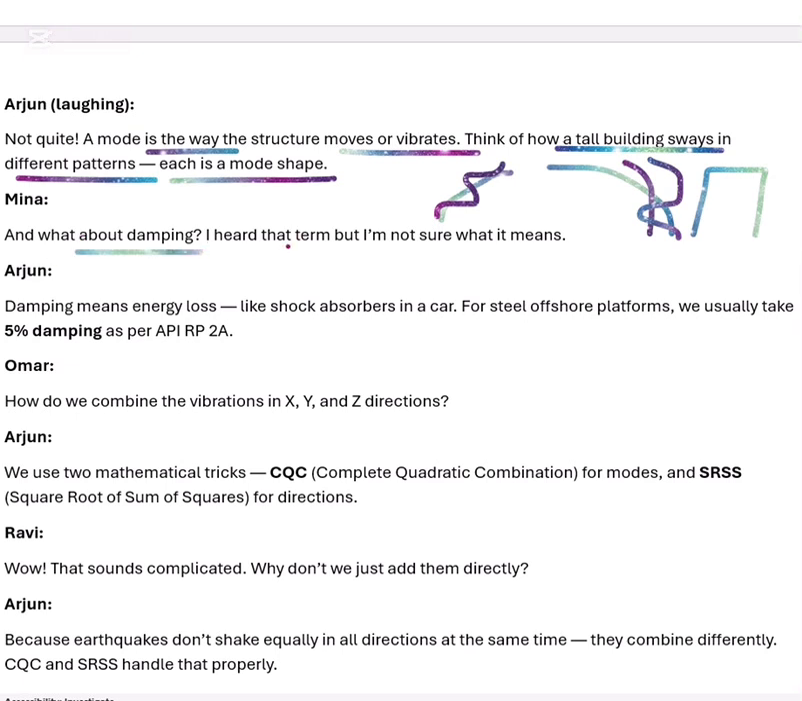And what about damping? I heard the term, but I'm not sure what it means. Damping means energy loss. It's like a shock absorber in a car. For steel offshore platforms, we usually take 5% damping.